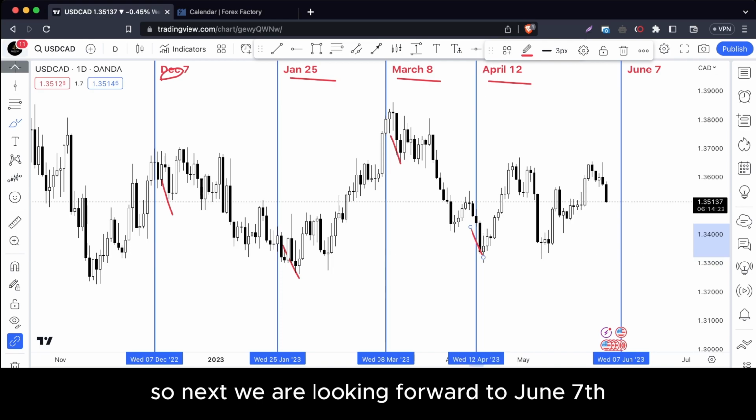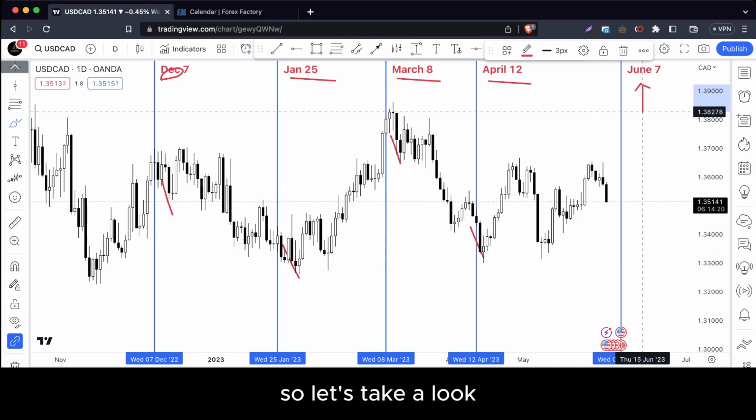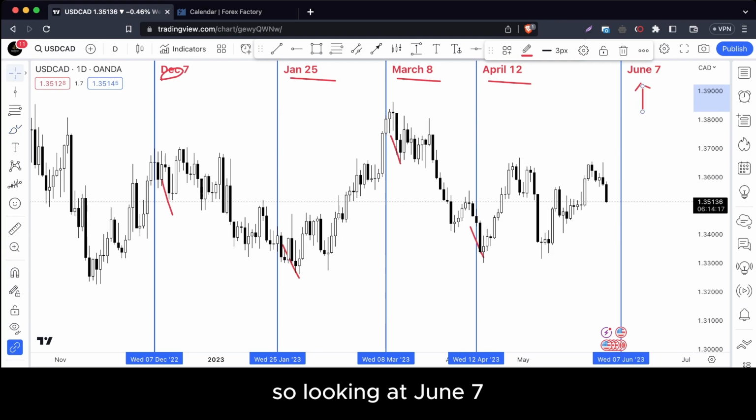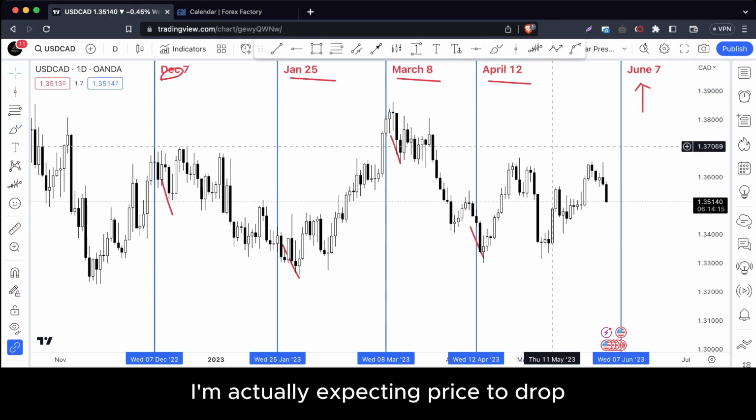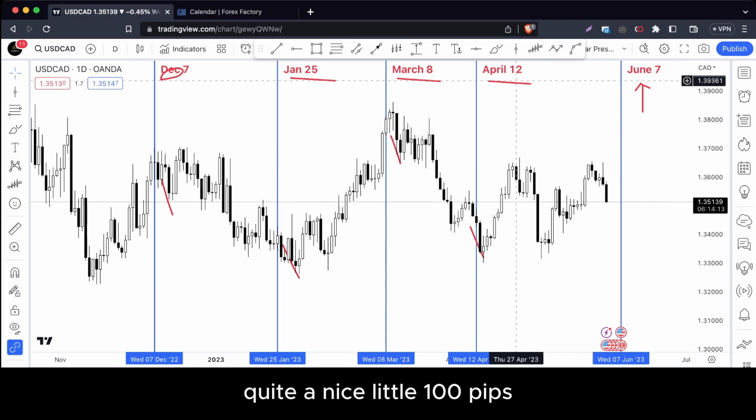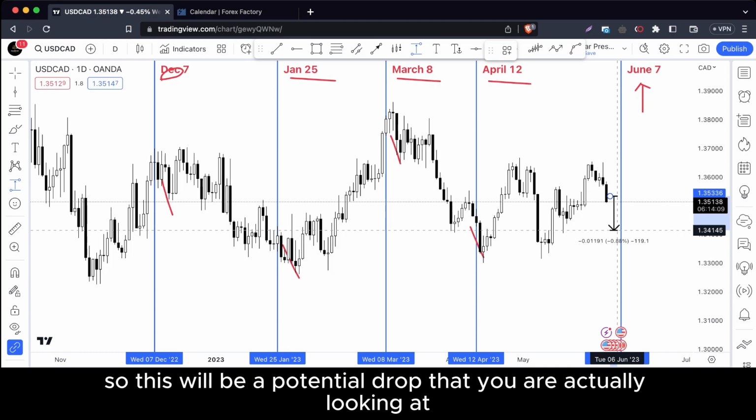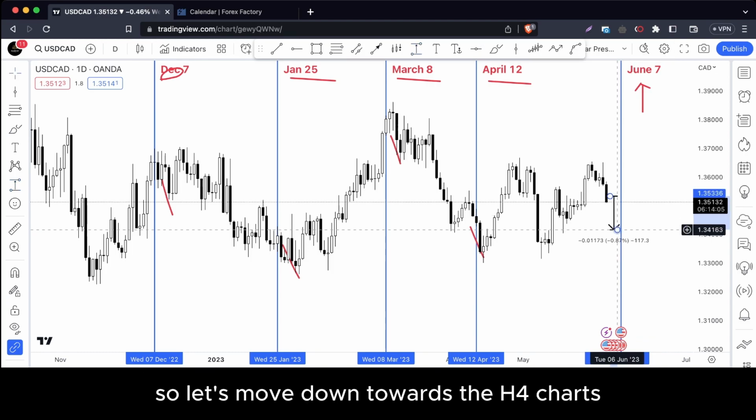So next, we are looking forward to June 7th. So let's take a look. Looking at June 7th, I'm actually expecting price to drop quite a nice little 100 pips. So this could be a potential drop that I'm actually looking at. So let's move down towards the H4 charts.